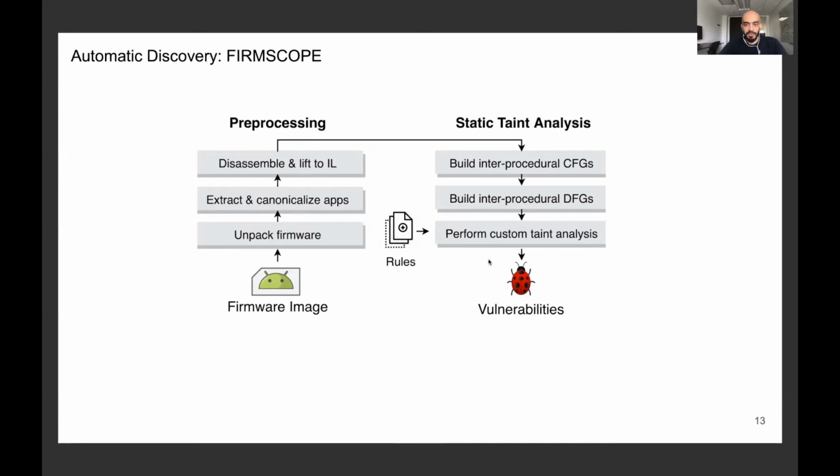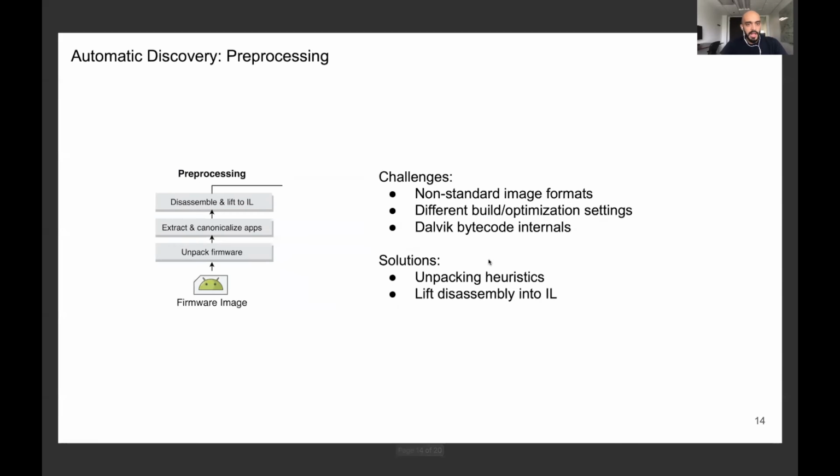And then for the static taint analysis part, we build interprocedural control flow and data flow graphs, and then we perform custom taint analysis with the help of analysis rules that steer the analysis to detect specific classes of vulnerabilities. Of course, this is not without challenges.